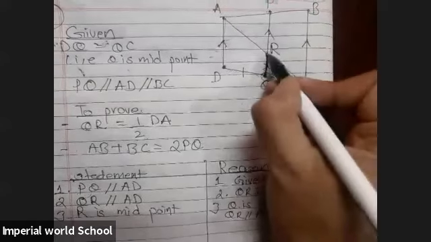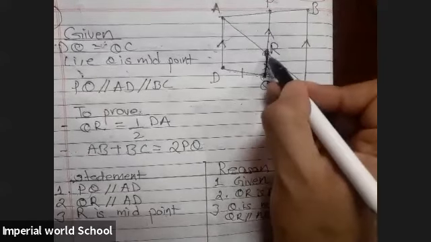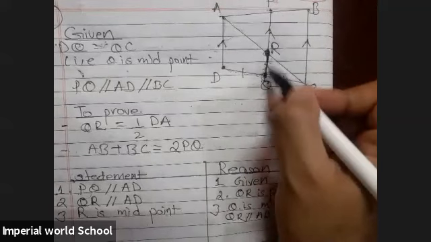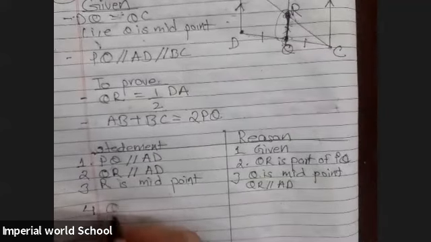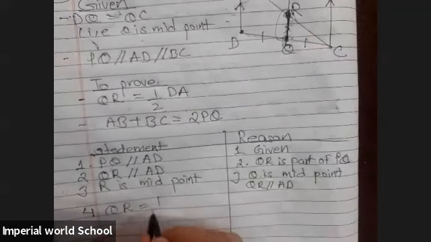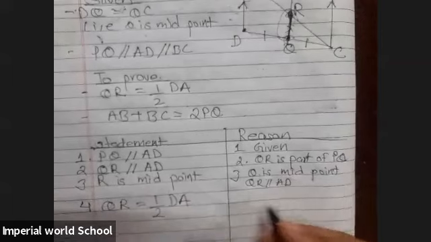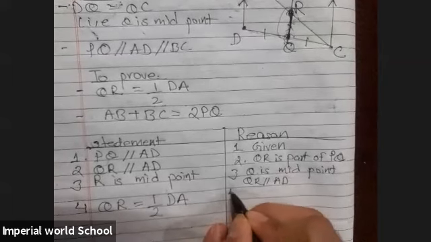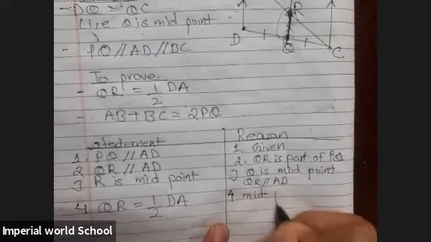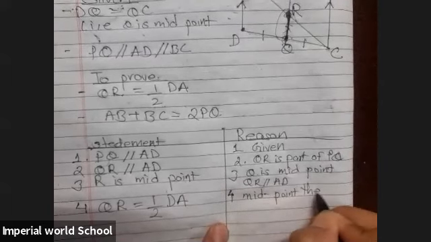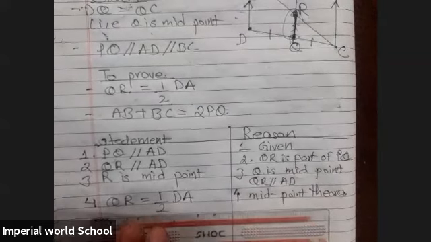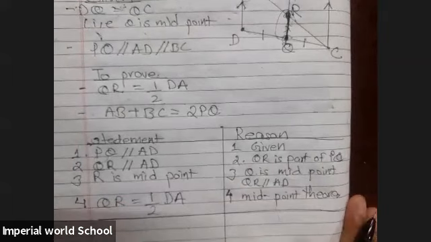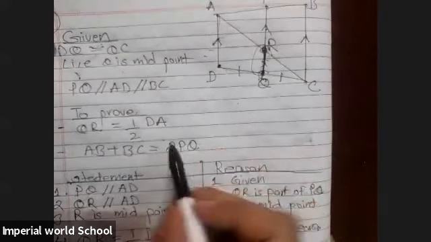So now after proving R is midpoint, this is the line made from joining two midpoints. So when any line is made from joining two midpoints, then this line is going to be half of AD. So you can simply write QR is equal to half of DA. This number one is proved. So you can write midpoint theorem. Okay, so this is your question number one. Now there is another question also we have to prove in this question. That is AD plus BC is going to be 2PQ.